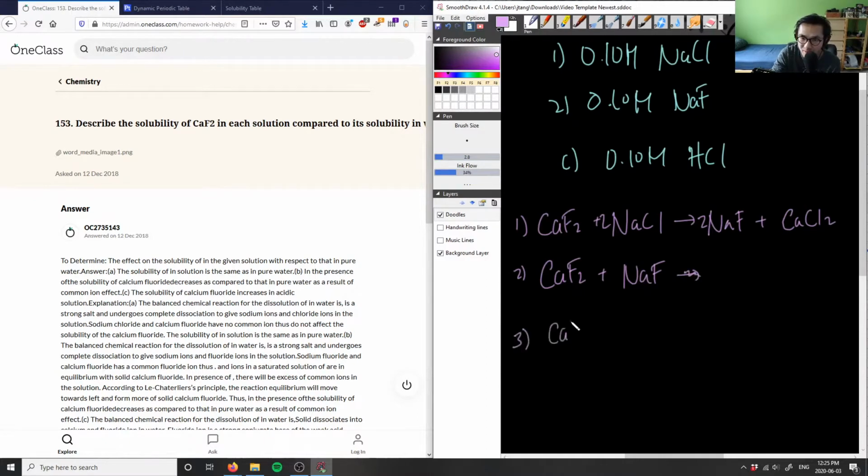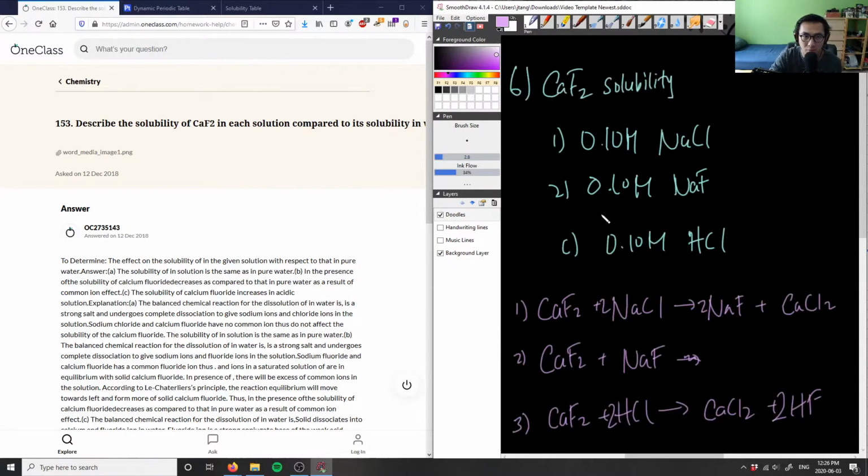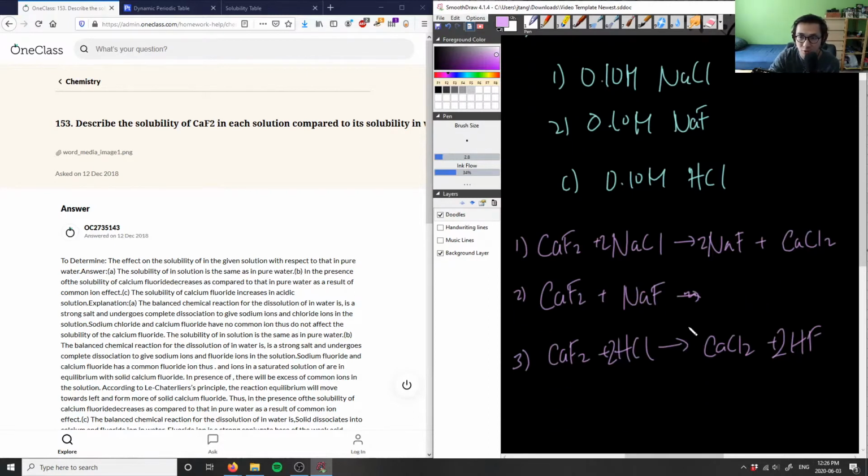And 3, I have CaF2 plus HCl. It's going to give me CaCl2 plus HF. We can balance that as well. So what we can do here is look at the solubility, and it really depends on which kind of ions it's actually soluble in. We all have calcium here in this case, and we have sodium, and we have these halogens here.